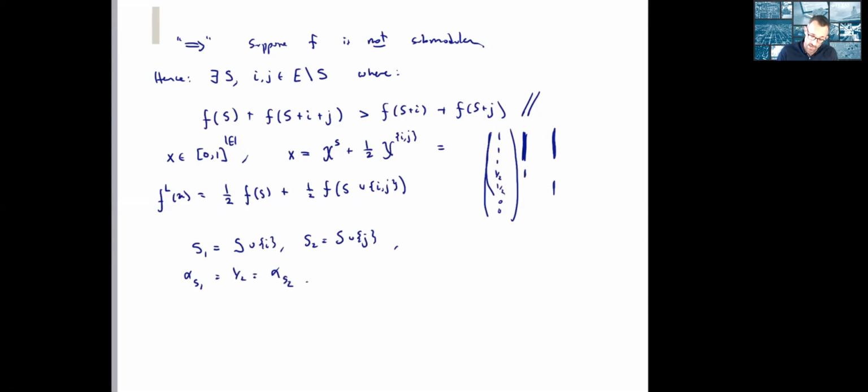And then you can easily check in this case that f minus of X, well, this is certainly going to be less than or equal to the distribution I found. Possibly there's an even better one. So it's less than 1/2 times f of S plus i plus 1/2 f of S2, which is S plus j. And now this is strictly less than fL of X. And that concludes the proof.